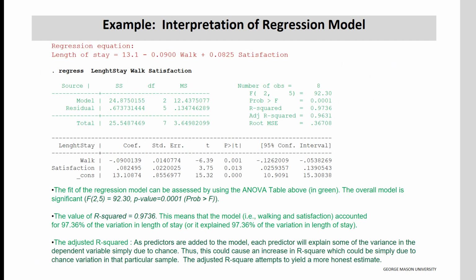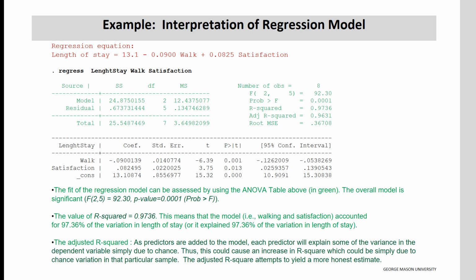So let's take a look at the findings. Let's start with the findings in the tables, which are highlighted in green. Again, we have the command line, regress, length of stay, walk-in satisfaction. And the first table that we see that lists the source, the variations such as model, residual, sum of squares, and so on, pertain to the overall significance of the model. Or if you like, examining the fit of the regression model.